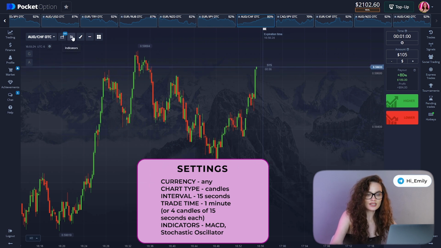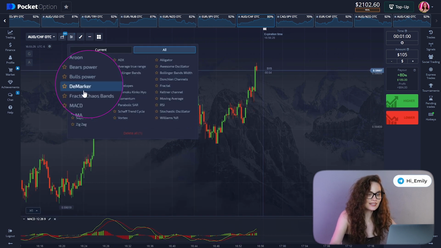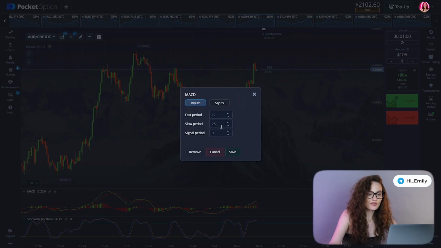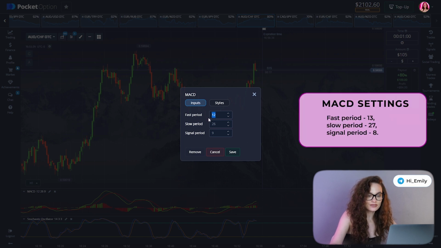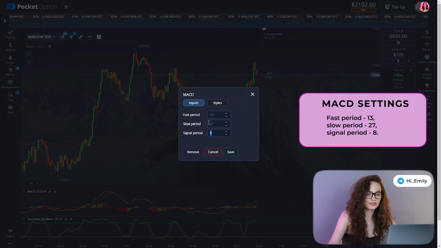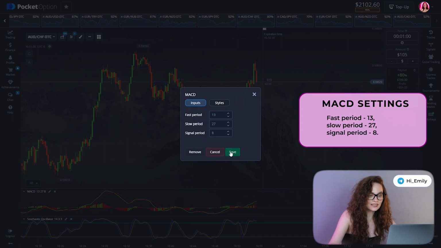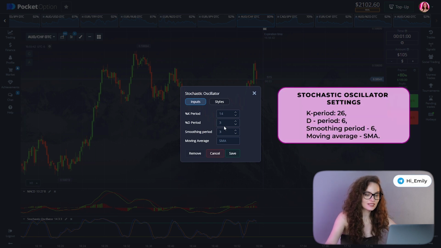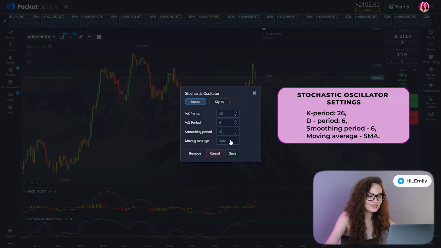Next, go to the Indicator tab, select the MACD and Stochastic Oscillator indicators. We go into the settings of MACD indicator and set the values: fast period 13, slow period 27, signal period 8. Click Save. We go into the settings of the second indicator Stochastic Oscillator and set the settings for it: K period 26, D period 6, slow down 6, moving average SMA. Click Save. Do not forget about money management and everything is ready to start.